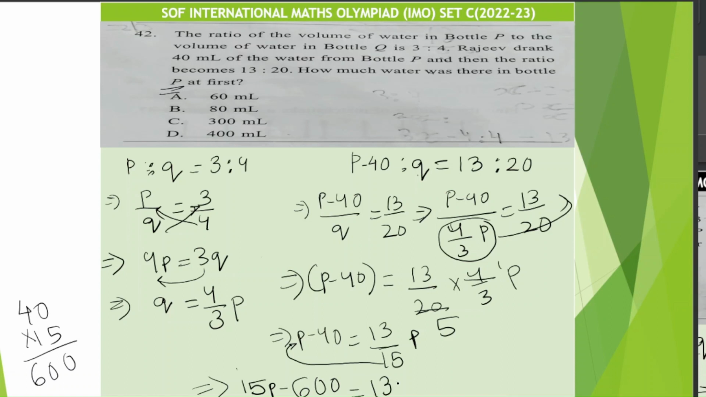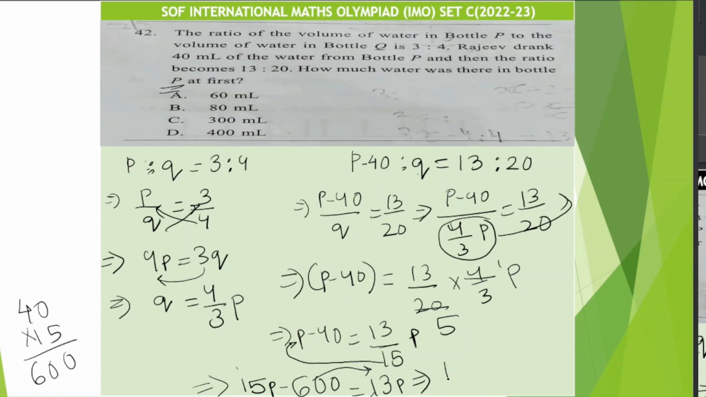Then what remains here is 13P. Now I take the 600 to this side and 13P to the other side. So it becomes 15P minus 13P equal to 600. Again, what I get is 2P here, 2P equal to 600. I will solve it here. So it will be P equal to 600 by 2. So 2 ones are 2, 300. So P is 300 ml.